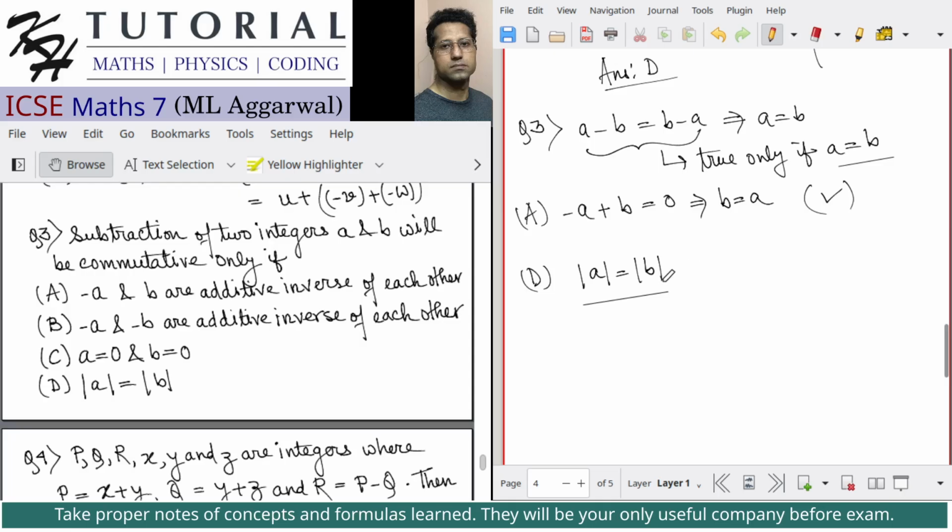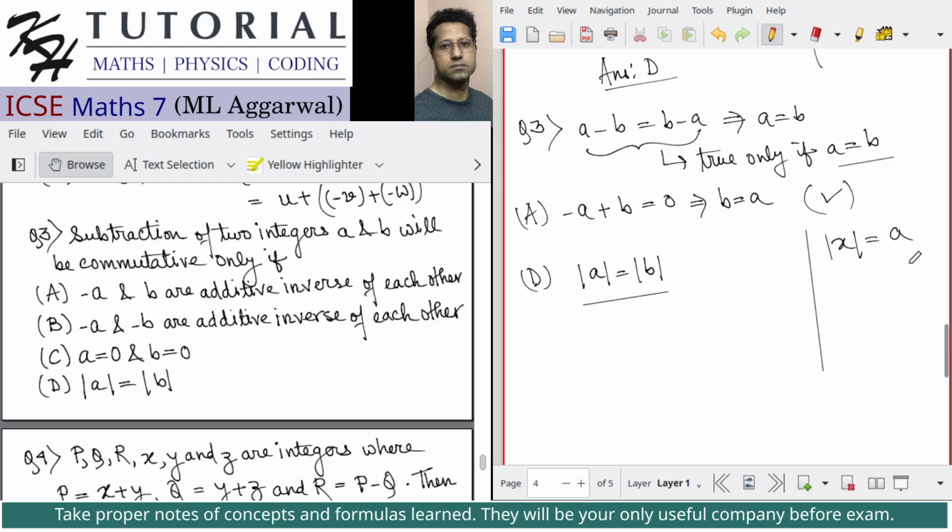Does the fact that absolute value of A is equal to absolute value of B mean that A is equal to B? We must verify that. If it does, then obviously D will also be a correct statement. But let's see. I already explained in the first video about the absolute value of integers. When we have absolute value of x is equal to A, where A is a known non-negative integer, that is, any integer greater than or equal to 0, we have to find x.